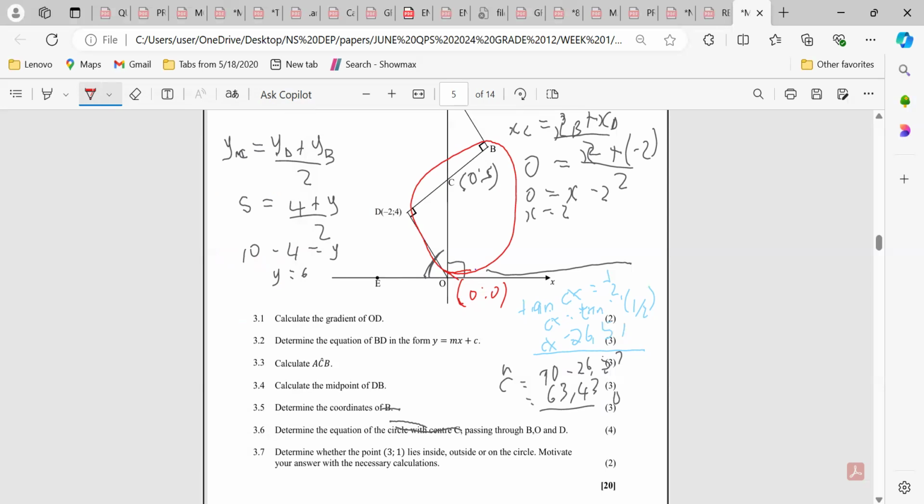Now, here's what we know from Euclidean geometry. We know that if there's a 90-degree angle, it is going to be subtended by a diameter. You still remember that? Any 90-degree angle that you get is going to be subtended by a diameter. Let's talk about that. Which one is going to be there?